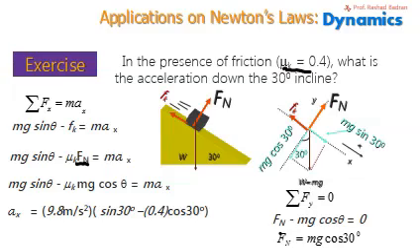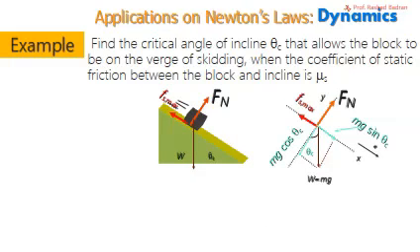Then to solve for the acceleration, we just insert all the values given in the problem, and then we'll get an answer of 1.5 meters per second squared for the acceleration along the x-axis. This example is an application of Newton's first law.